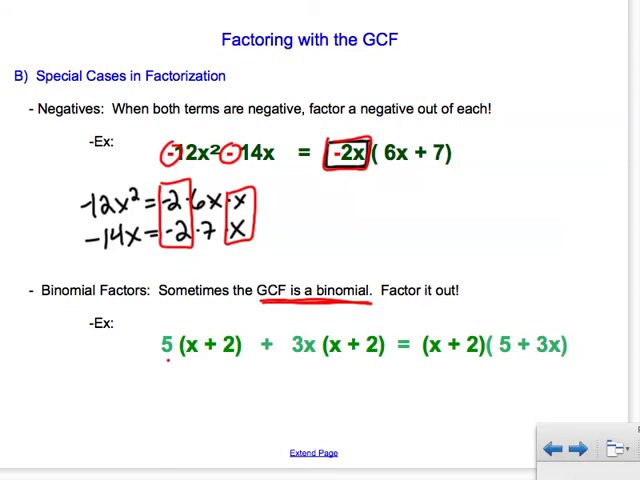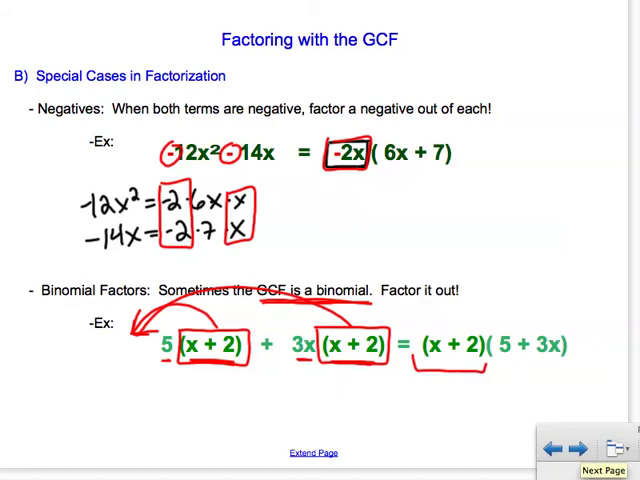Okay, so I have 5 times (x plus 2) plus 3x times (x plus 2). Well, both of these terms have this factor x plus 2. So if I take this x plus 2 and divide it out of both of them, and pull it in the front, that's what I have here. I put that first. And then what's left? Well, what's remaining is the 5 in the first thing, and the 3x in the second thing.